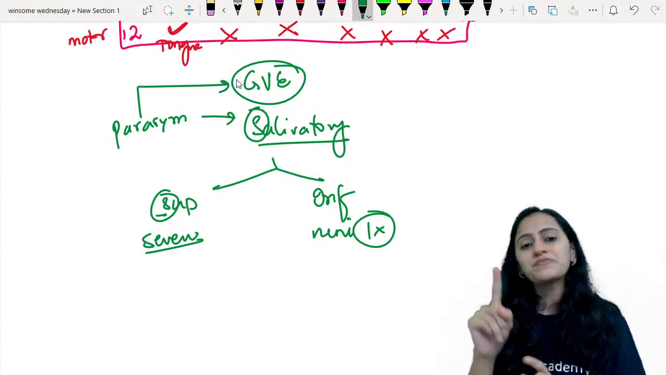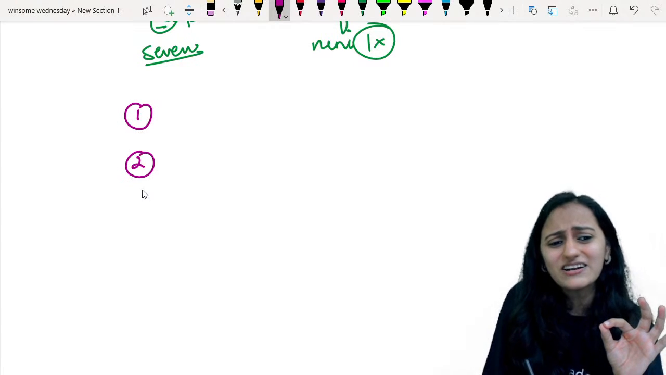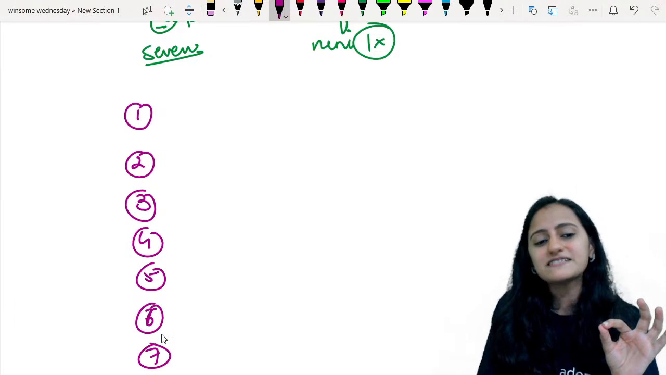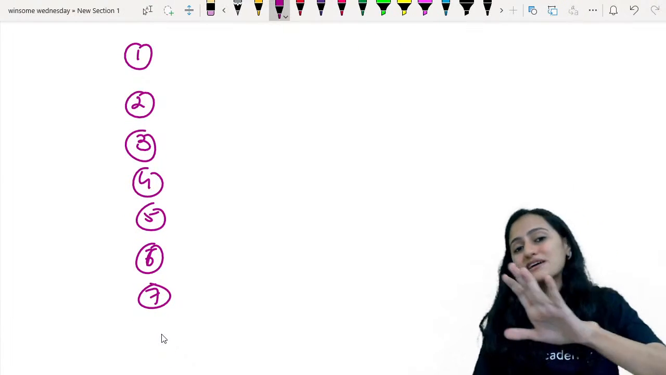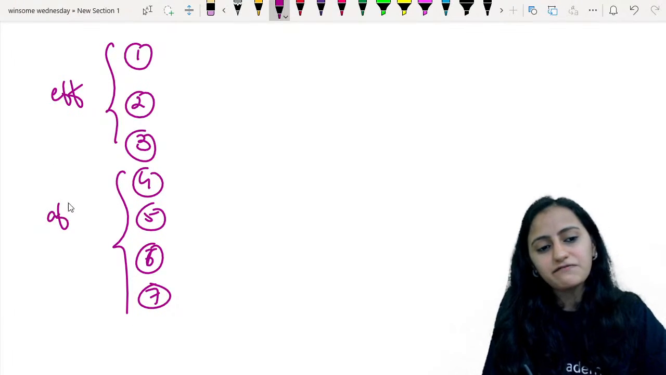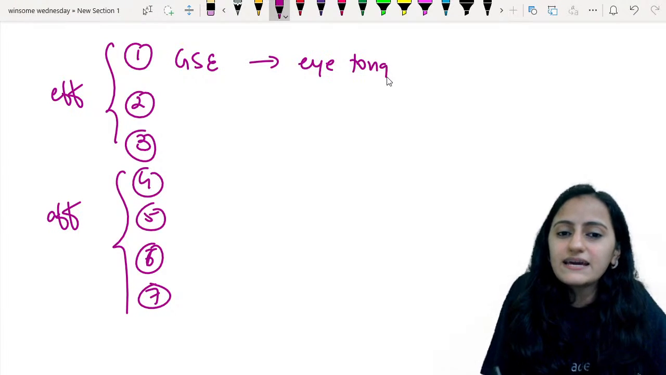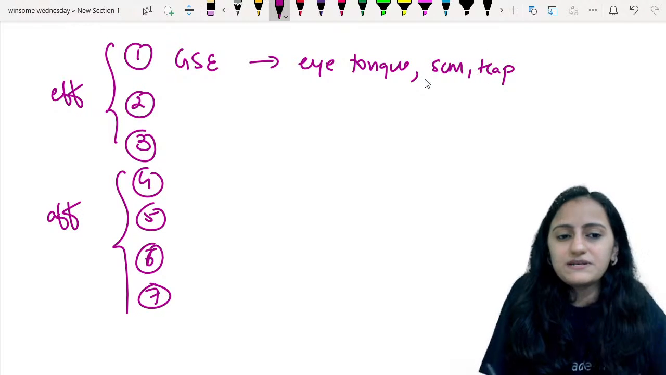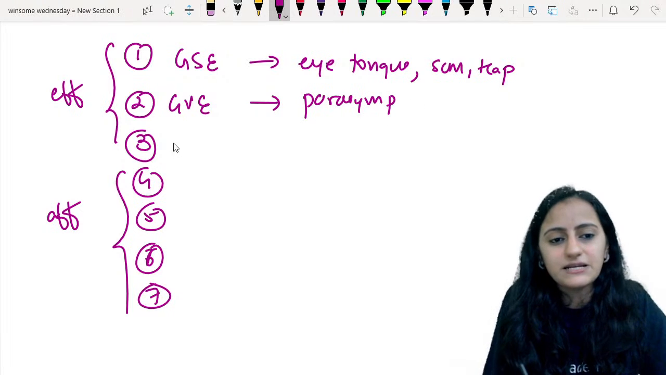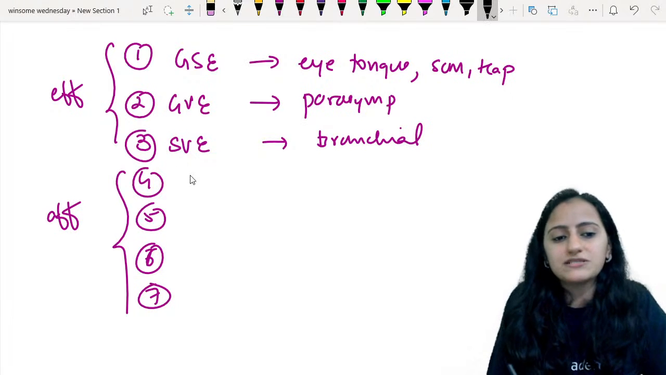A quick 1-minute review. Again and again I'm revising because this is the crux of the topic that you need to know. You have 7 columns. Special somatic efferent is not there. So you have 3 efferent and 4 afferent. General somatic efferent is your muscles of the eye, tongue, the sternocleidomastoid and trapezius. General visceral efferent is your parasympathetic 3, 7, 9, 10. Special visceral efferent is your branchial arch muscles.